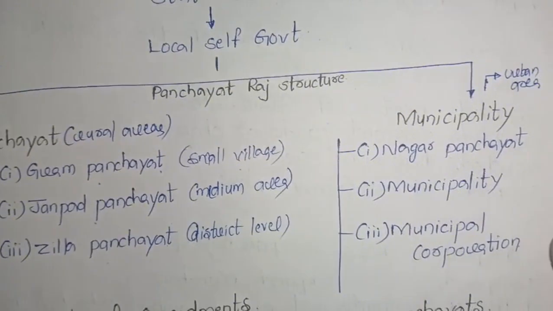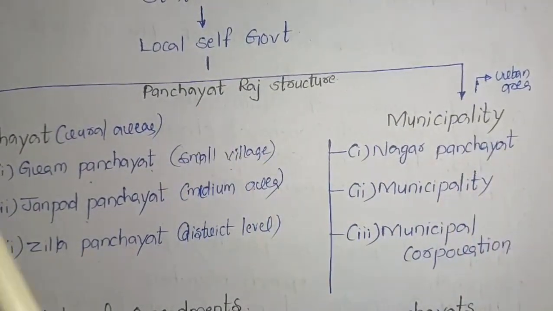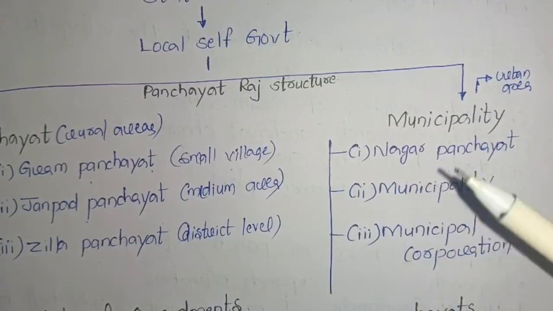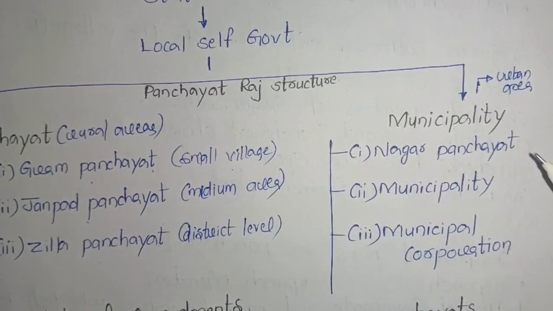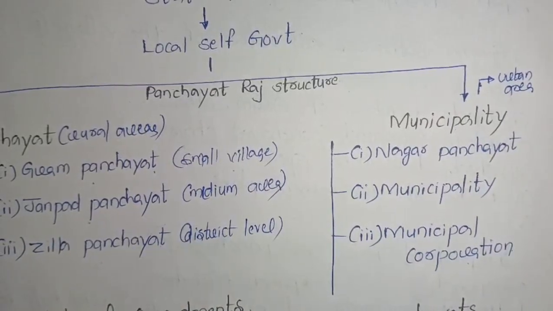And here we will discuss municipality also. Local self-government is divided into panchayat and municipalities. The municipalities are again divided into three categories: Nagar Panchayat, municipality and municipal corporation. In detail we will discuss municipality in upcoming chapters. Now we will discuss panchayat only in this chapter.